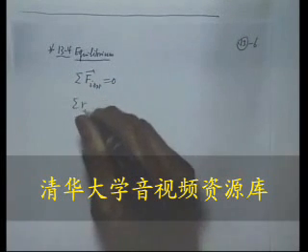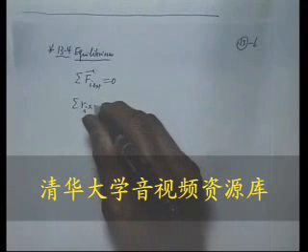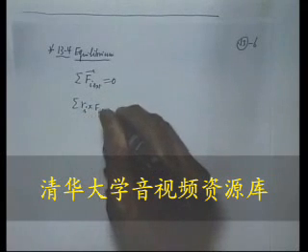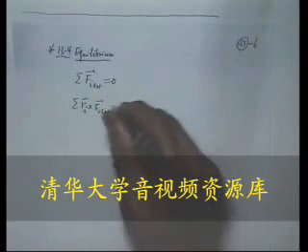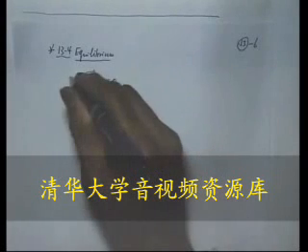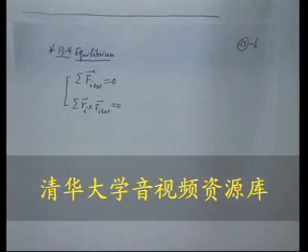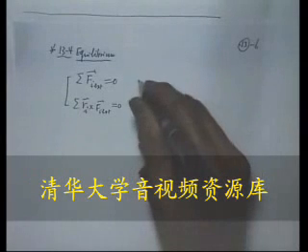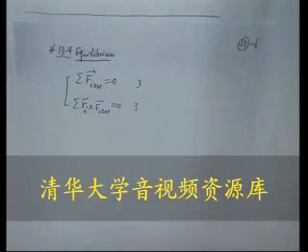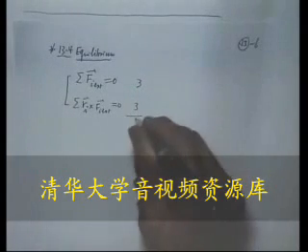And the sum of Ri cross Fi external, the total torque, is equal to zero. For a three-dimensional case, this is three equations, this is three equations. So you have six equations.